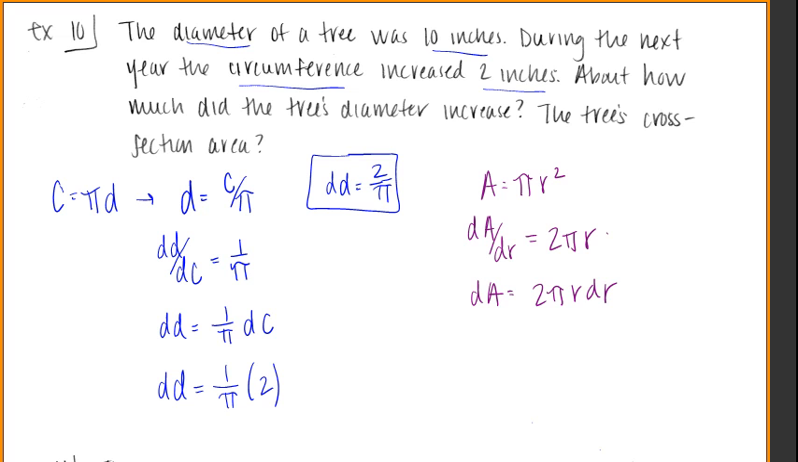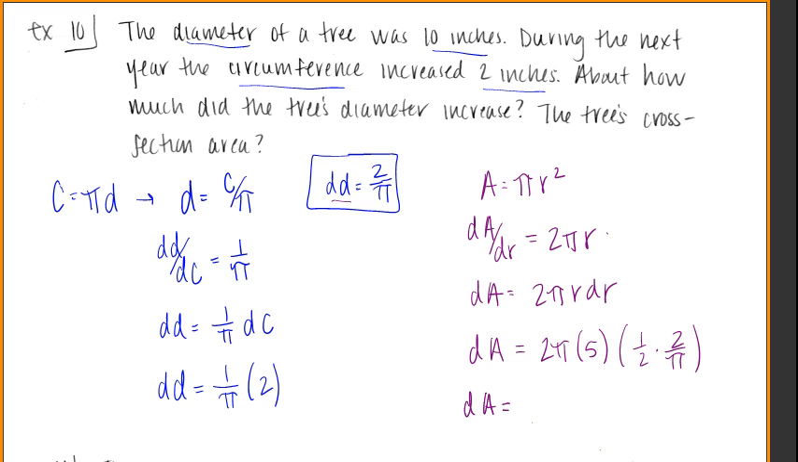Okay, so let's fill in with what we know. The change in the area is going to be 2 pi times the radius. Well, if the diameter was 10, then the radius is 5, because the radius is half of the diameter. The change in the diameter was 2 over pi, so we want a half of that change, so a half of 2 over pi.